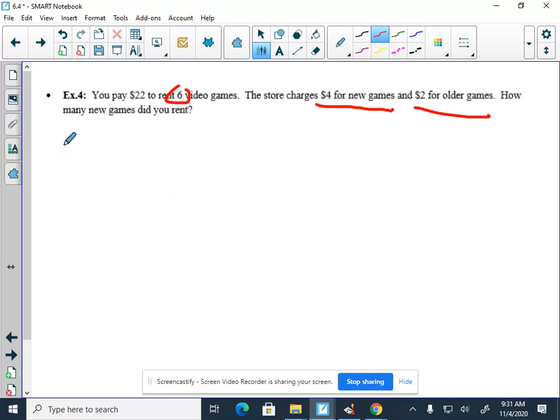So there's 2 types. There's N is new games, or the number of new games. Now, I don't like to use O. The reason I don't use O is O can look like a 0, and then if I take 2 times 0, it looks like 20. So I try not to use O. So we got the older games. So I'm just going to say X is older games. You can always go back and say X.